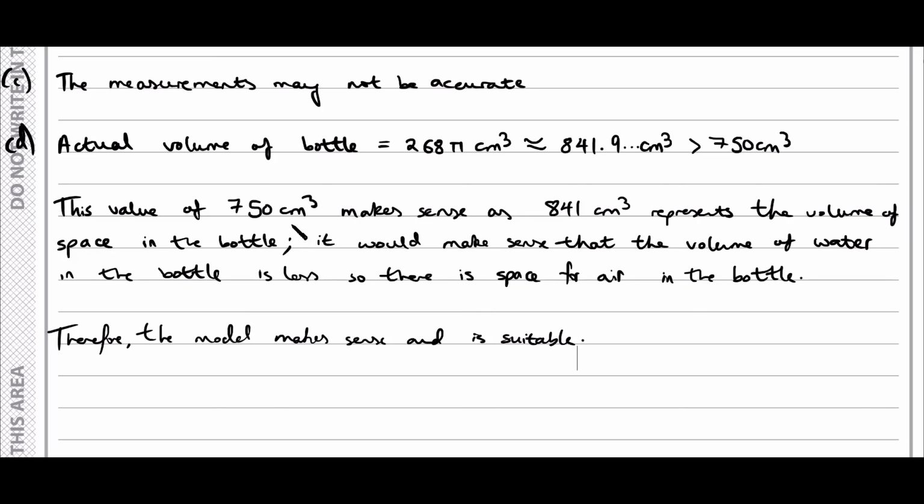Now, this value of 750 makes sense because this 841 tells us the volume of space in the bottle. And it would make sense that the volume of water is less than the volume of space in the bottle because we need some space for air, if that makes sense. So typically when you look at a water bottle, it's not filled up right to the lid. There's some space left, and that space in the water bottle is usually air. And therefore the model makes sense and is suitable.